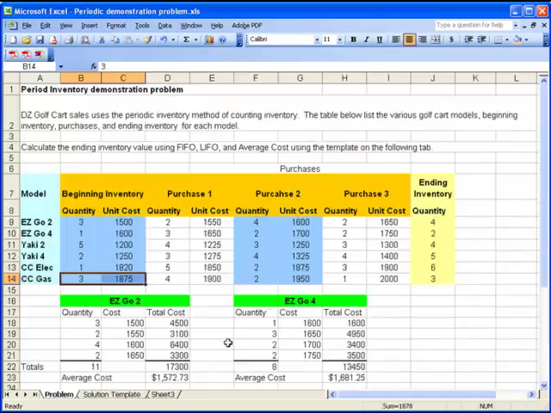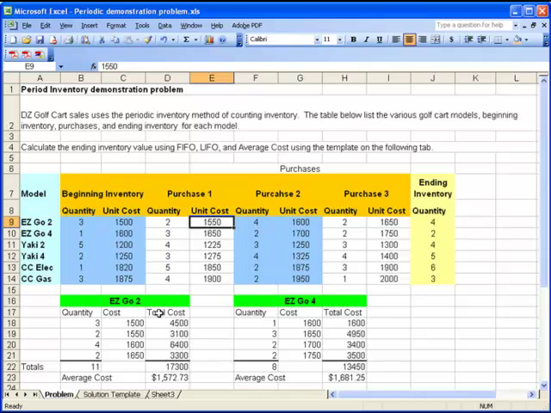Now, our average cost calculation. We're going to go back here. There's a way that we need to calculate the average cost, and that is we need to take our total inventory cost at each purchase. So we'll start with a demonstration of the E-Z-GO 2. We started with 3 at $1,500, and I've transferred that information down here. Here's our E-Z-GO 2. Here's the 3 at $1,500 for a total cost of $4,500.